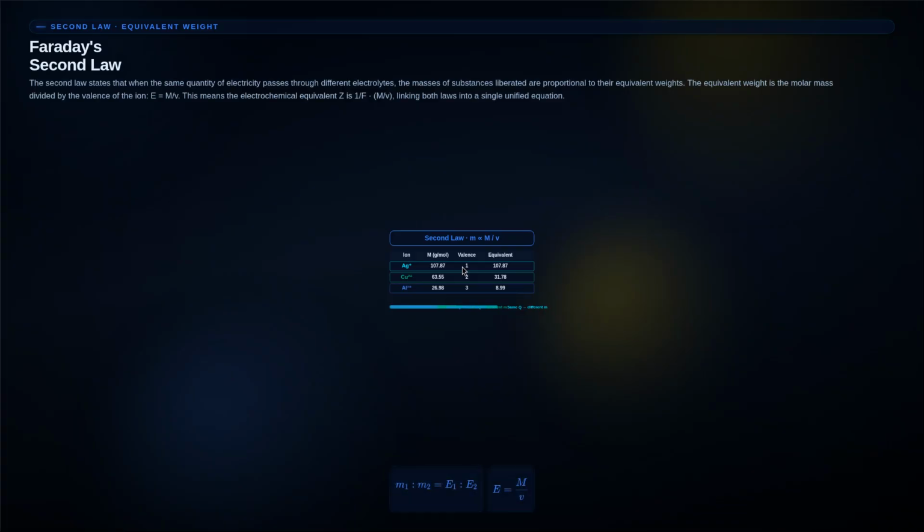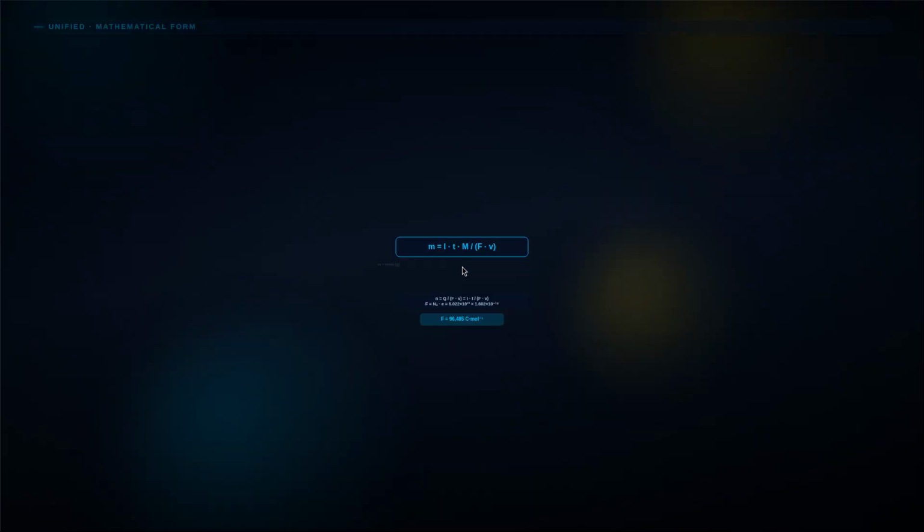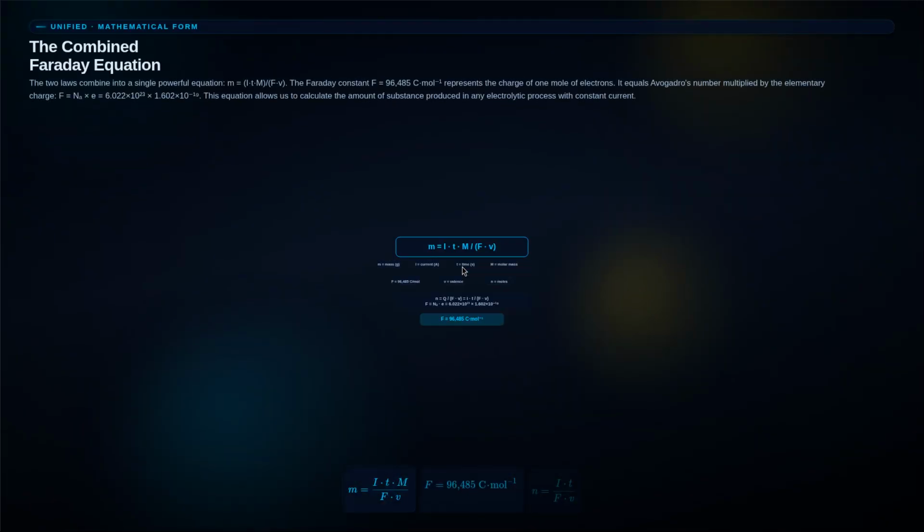Faraday's second law states that when the same quantity of electricity passes through different electrolytes, the masses of substances liberated are proportional to their equivalent weights. The equivalent weight E is the molar mass divided by the valence of the ion, so M is proportional to M over V. This means the electrochemical equivalent Z equals 1 over F times M over V, linking both laws into a single unified expression. F is the Faraday constant, 96,485 coulombs per mole.